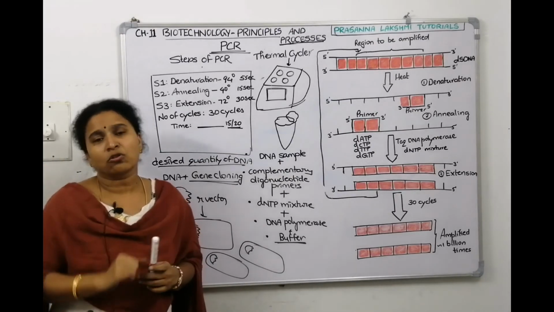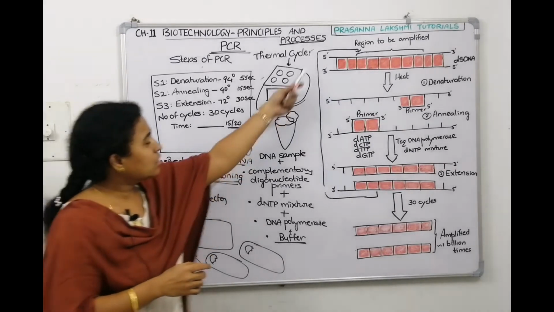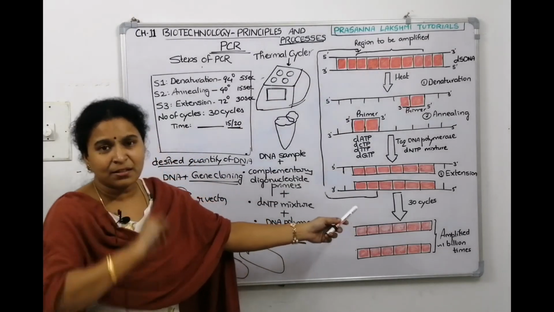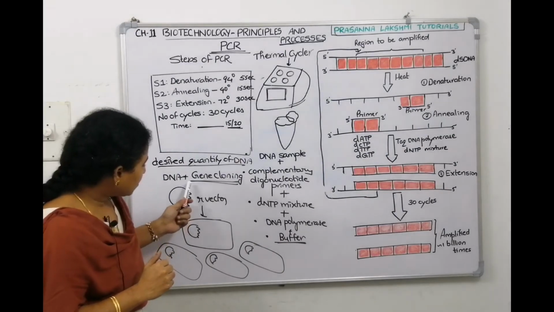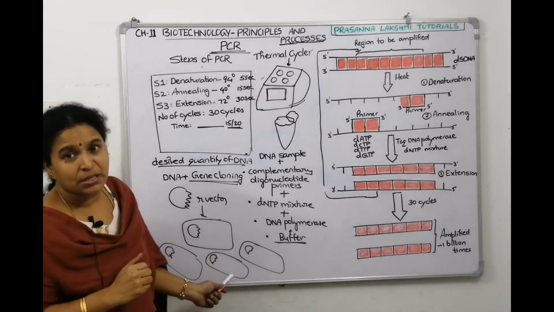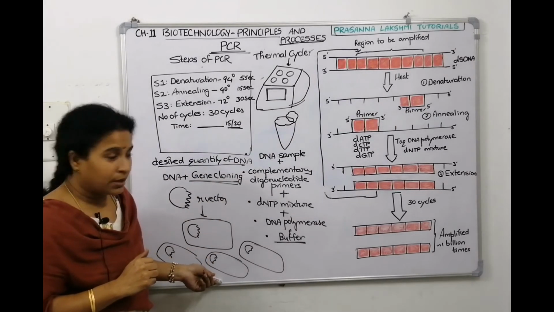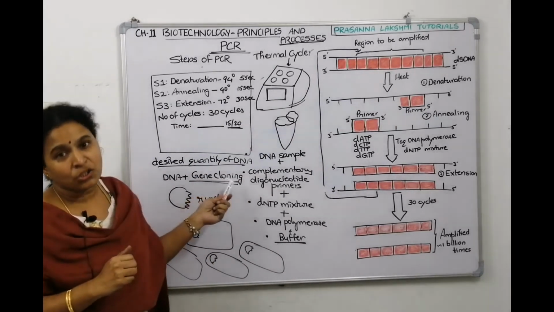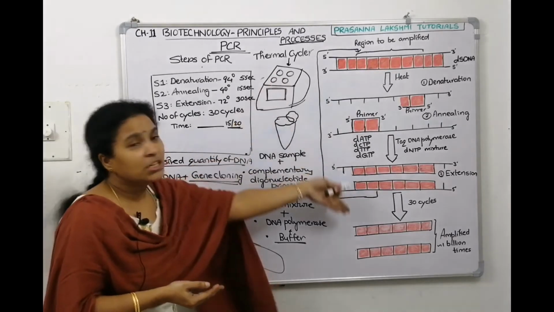Now, one doubt should crop up in your mind. This machine is also doing the same thing. It is amplifying the gene or the DNA. But this biotechnology process is also doing the same thing. Here, the machine is doing it. Here, bacteria is doing it. If bacteria is doing it, you call it gene cloning. The gene is getting cloned by the bacteria. Here, the machine is cloning it.